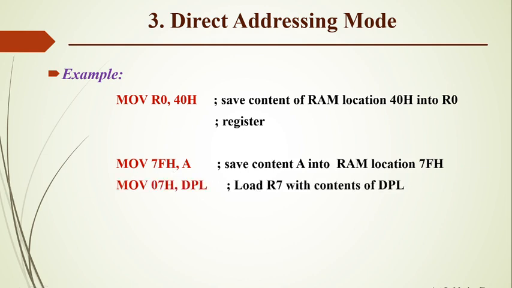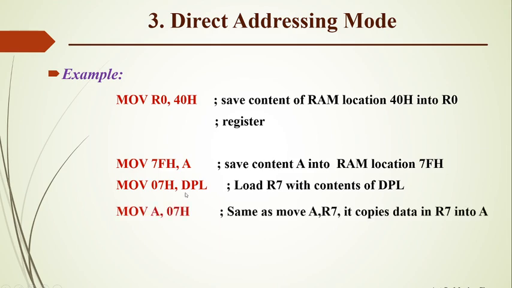Move 07H, DPL. Again here the content of register DPL is loaded to the memory location 07H, and 07H is nothing but R7. So we can write this same instruction as MOV R7, DPL. Next, MOV A, 07H. Again this instruction is similar to MOV A, R7, so it will copy the content of register R7 to the accumulator.